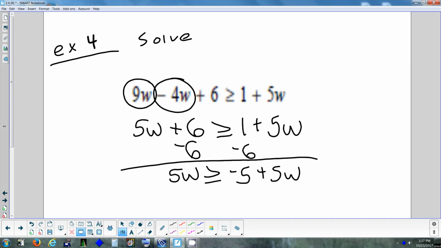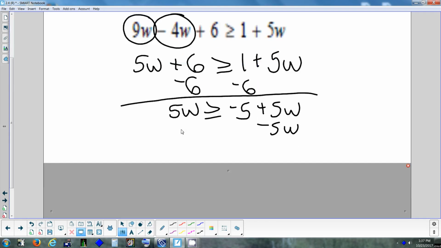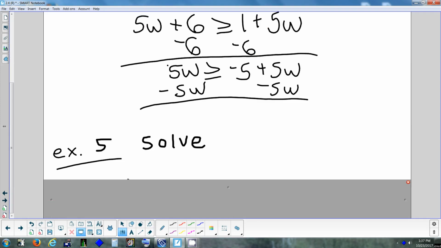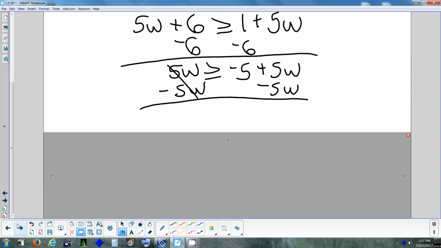Now, at this point, I only have one choice as to what I can move. All right? Sophia, are you going to subtract 5W? Which one? The one on the left or the one on the right? The one on the right. Yeah, because at this point, I'm going to get this -5 by itself. So I'm going to go -5W. I'll subtract 5W. They both cancel out. So this would be 0, right? We're going to have something over here, so I'm going to put 0.